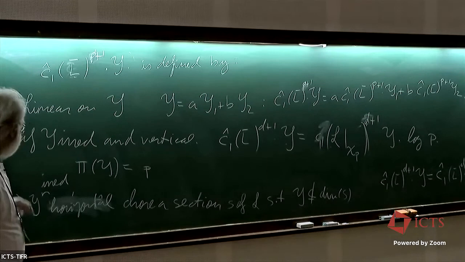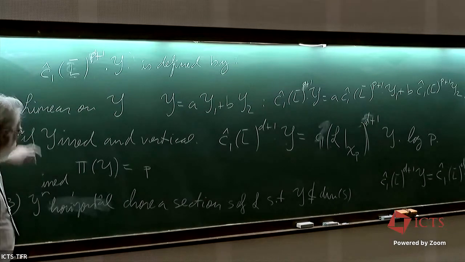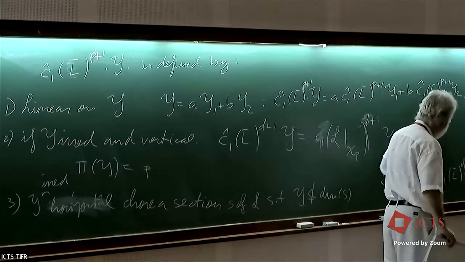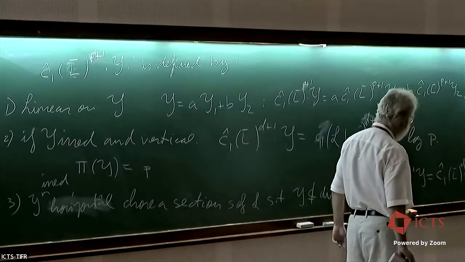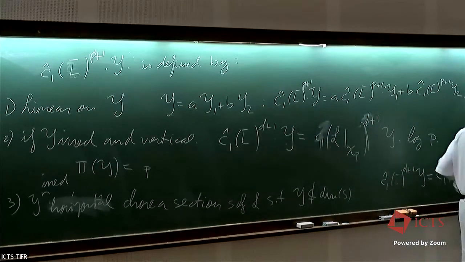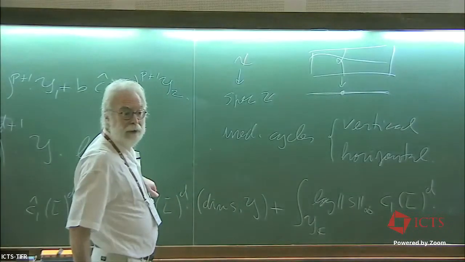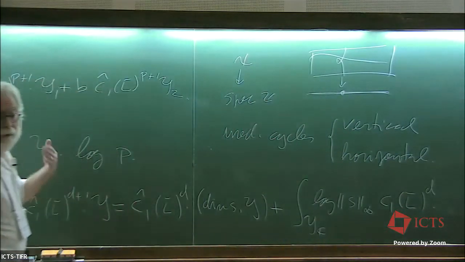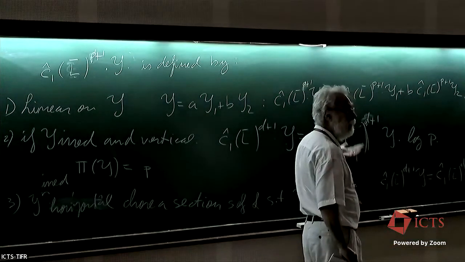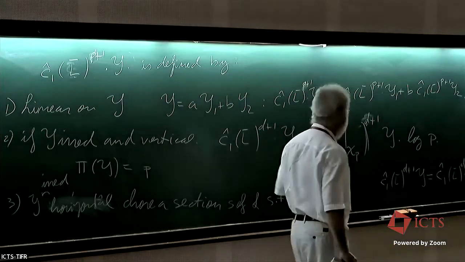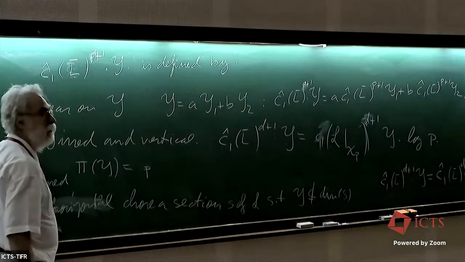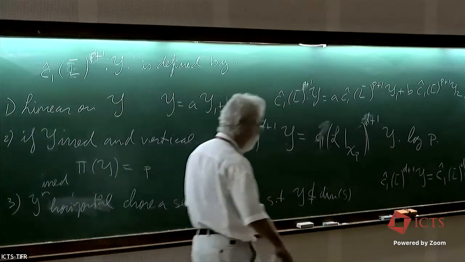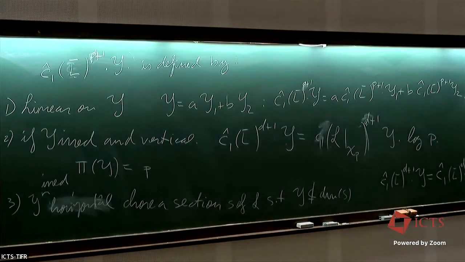Is it clear? So you can see that in the horizontal case, I am reducing the computation of the height of a subvariety of dimension D plus one to computing the height of a subvariety of dimension D, plus computing this integral. And then I can go on until I get varieties of dimension zero. But all varieties of dimension zero are vertical. Hence, I can apply part two. This gives me a process. The thing one has to check is that this process does not depend on the choice of the different sections when it is constructed.